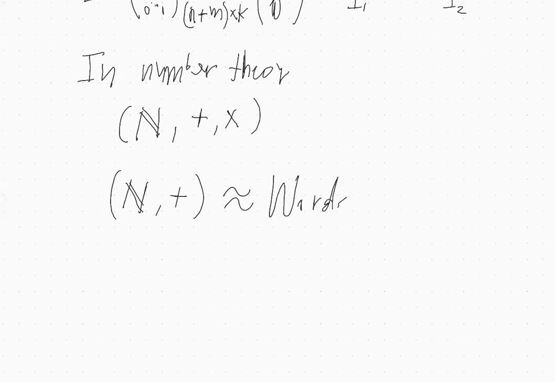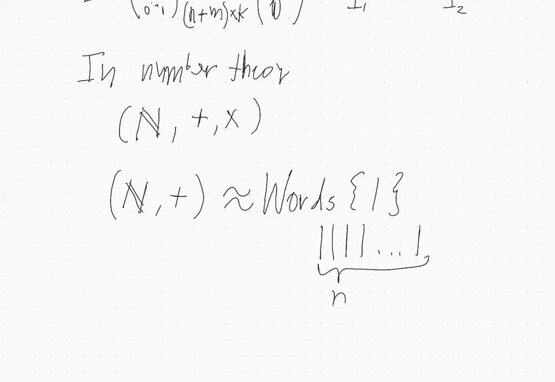Monoid of words over an alphabet that only has one stick in it. So we write each number by as many sticks as the number. So if the number is n, we think of n as a word that's made out of that single stick as a single letter, written next to each other many times.